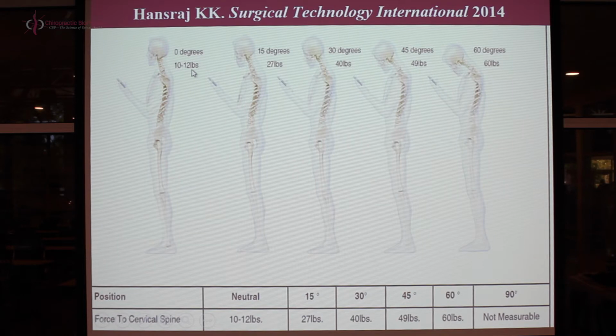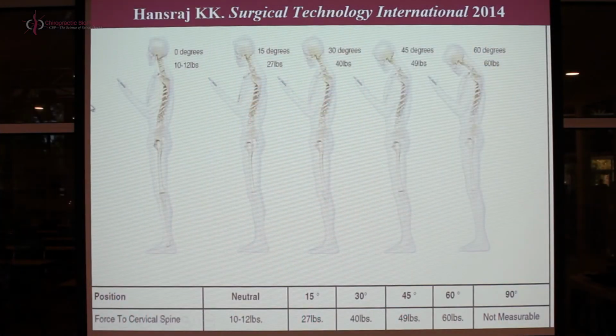So 10 to 12 pounds, this is the weight of your skull in the neutral position. Force applied to the cervical thoracic spine. You tilt your head 15 degrees forward, the effective load of your head becomes 27 pounds. Okay, now realize your head's weight is not changing. However, the force or the effective load applied to the cervical spine has more than doubled with a 15-degree offset. Okay, and that's due to the lever arm change, so I'm increasing the torque vector.